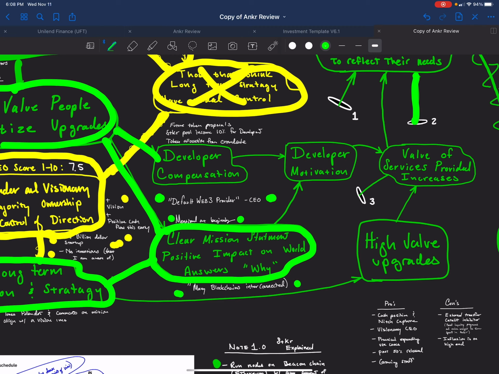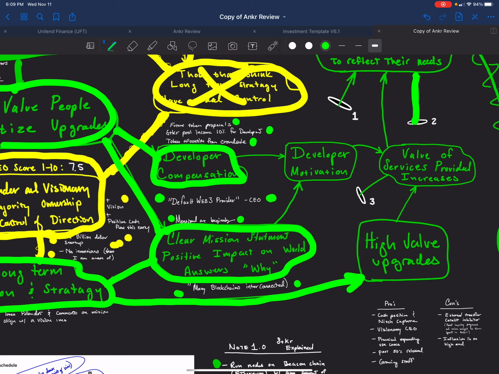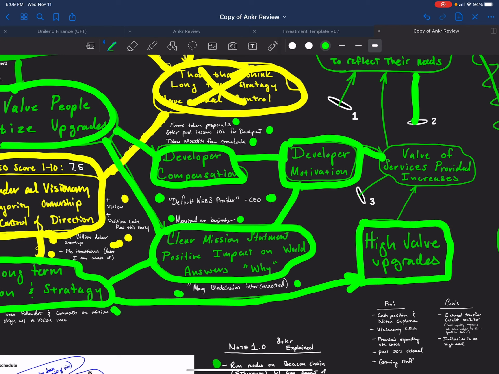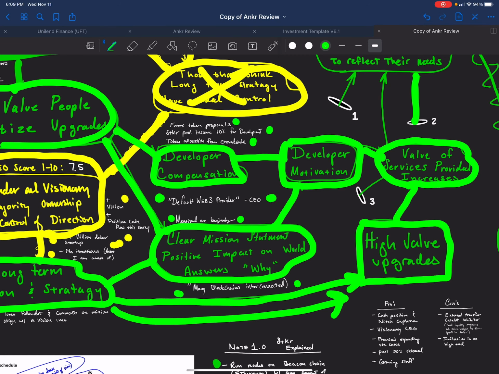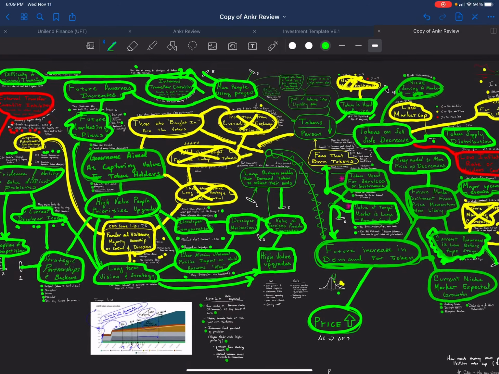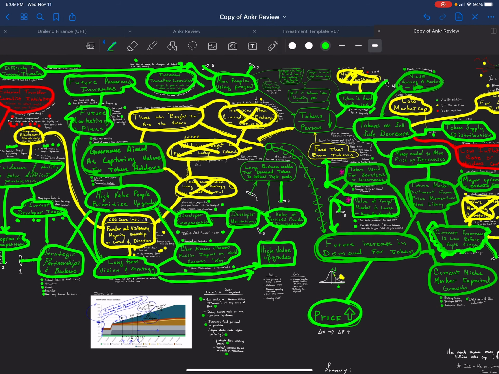Many blockchains interconnected. Another one of their major comments. So the developer compensation model. Future token proposals could lead to compensation. Staker pool income is provided for development as well as marketing, and the token allocation from the crowd sale. So they have some tokens set aside for development from the crowd sale. So developers will be motivated. High value upgrades will happen from their long-term vision and strategy. These things come together to make the value of services provided increase, contributing to more people using the project.